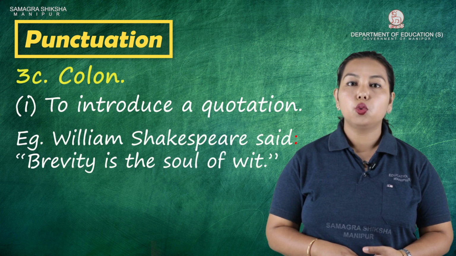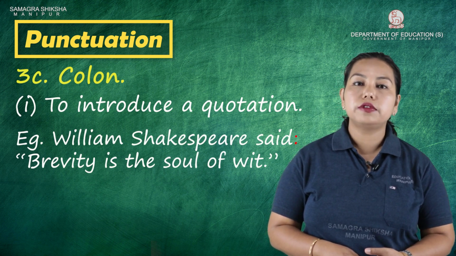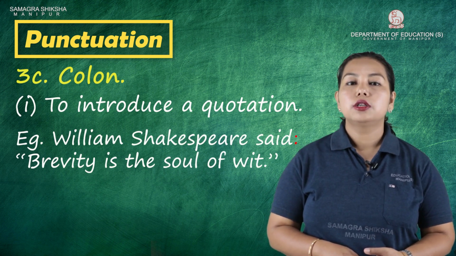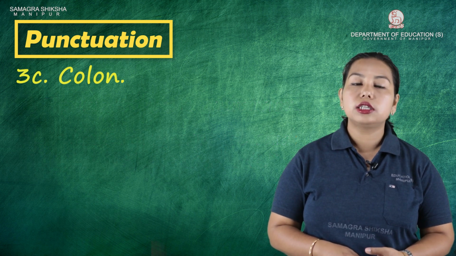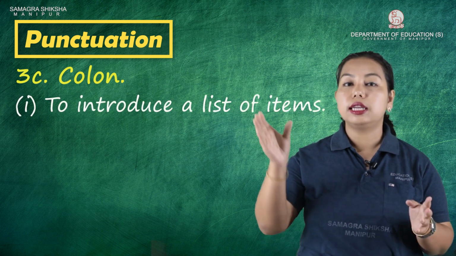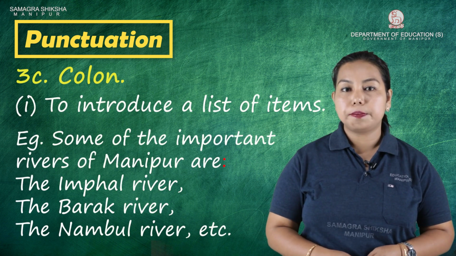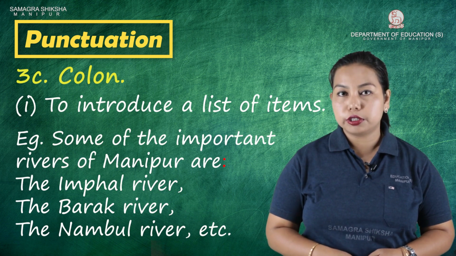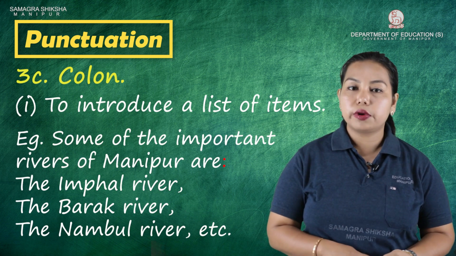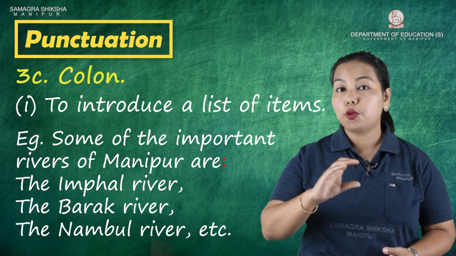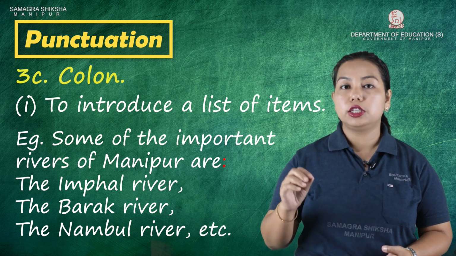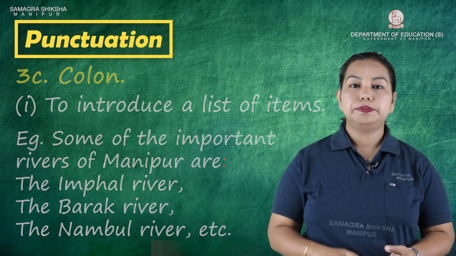For example, William Shakespeare said, "Brevity is the soul of wit." So before we begin the quotation, we can introduce it with the help of a colon. Then colon can also be used to introduce a list of items. Like for example, some of the important rivers of Manipur are the Imphal River, the Barak River, the Nambul River, etc. So before we begin the list of the rivers, we can use the punctuation mark colon.